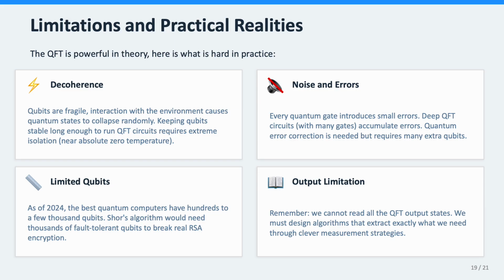Limitations and practical realities. The QFT is theoretically extraordinary, but real quantum hardware faces serious challenges. The biggest is decoherence, the tendency of qubits to lose their quantum state by interacting with the surrounding environment. Even a tiny vibration, a stray electromagnetic field, or a single photon hitting the qubit at the wrong moment can collapse the superposition and ruin the computation.